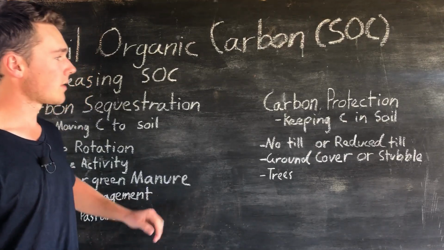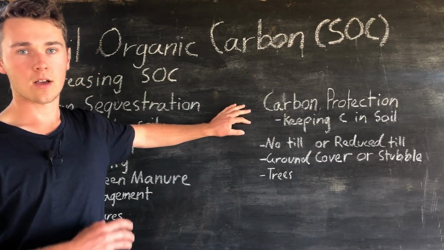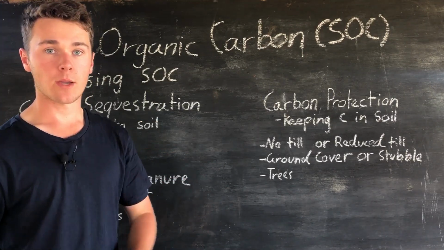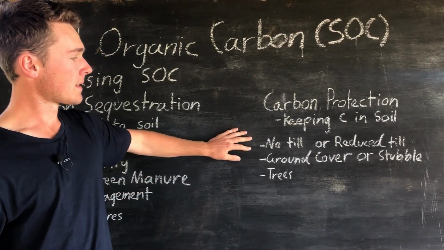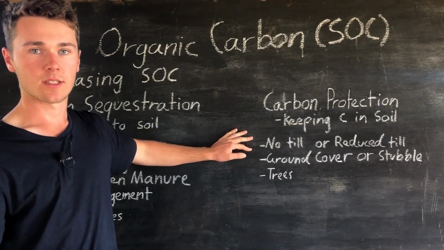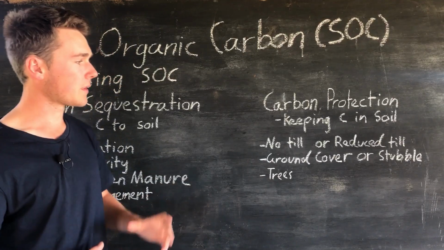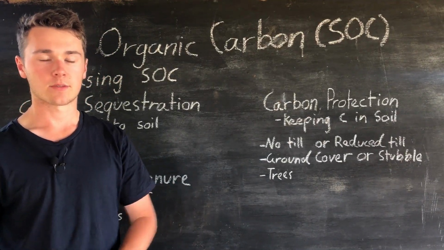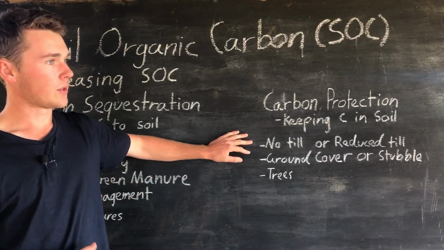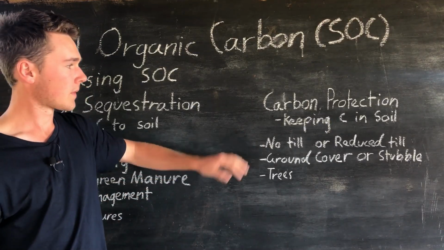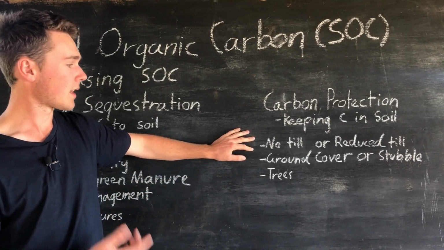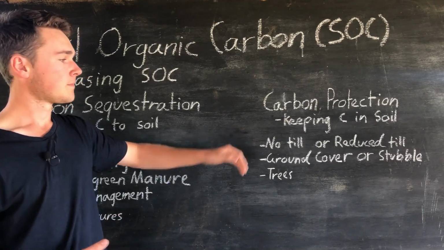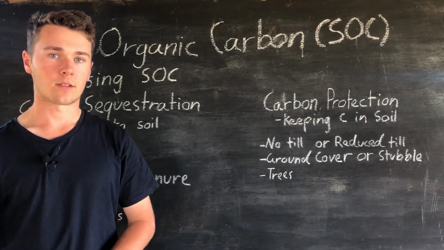So the whole idea of this is that we're protecting our soil carbon. A way we can do this is implementing a no-till or reduced-till strategy. What this does is prevent oxygen from reaching our soil organic carbon by not turning up our soil. And so this will reduce oxidation of our soil organic carbon and keep it in our soil.